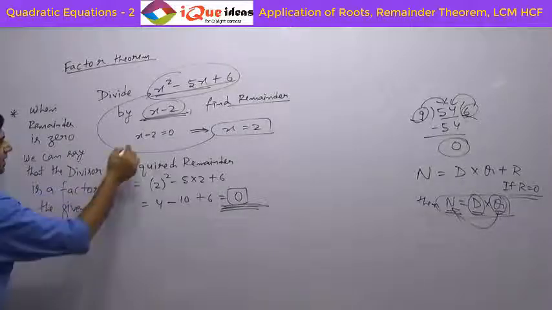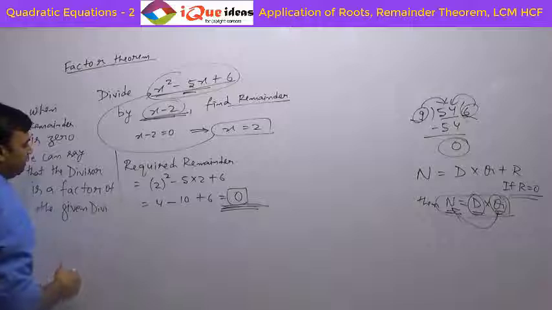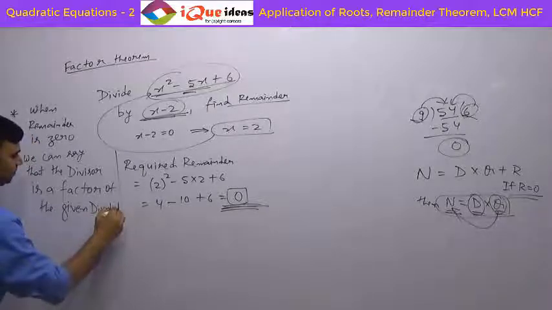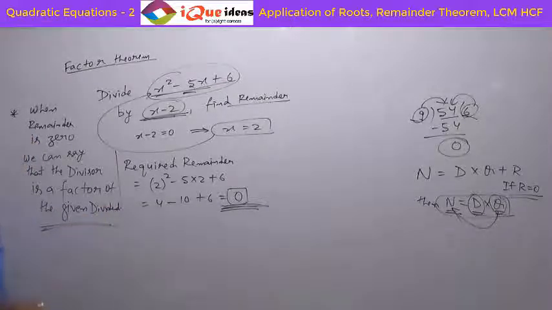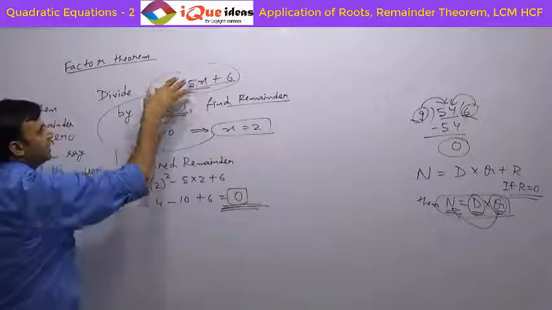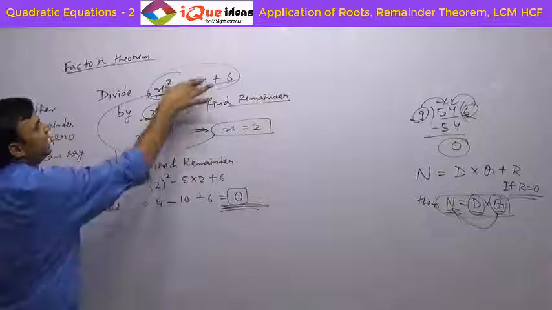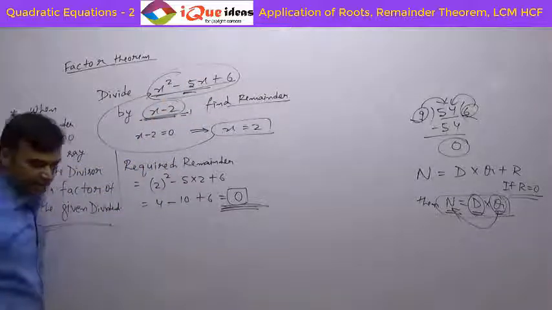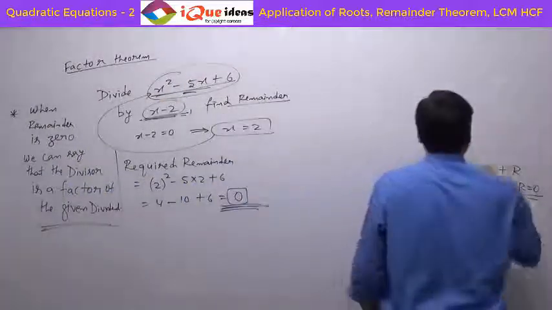Alright, so the divisor is this one and this is the dividend. So this is the factor theorem. What does the factor theorem say? If the remainder is 0, that means this x minus 2, or this divisor, is a factor of this given expression. Okay, let's take a couple of questions on them.